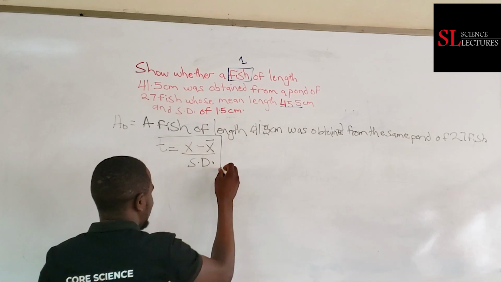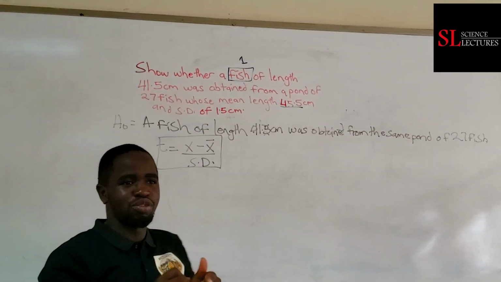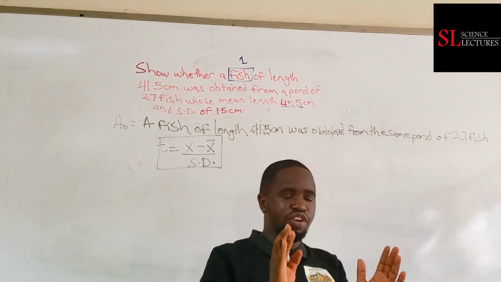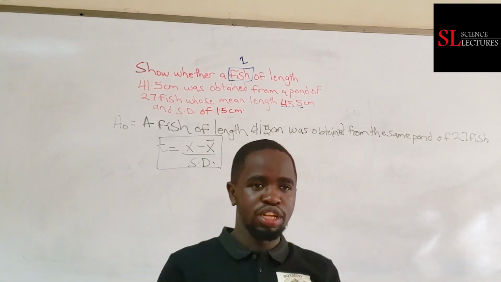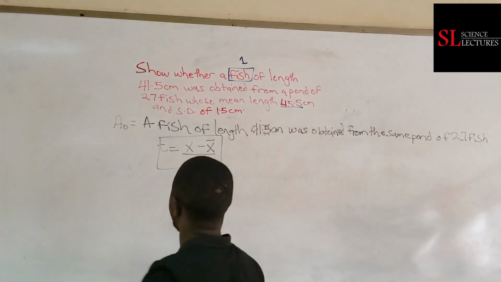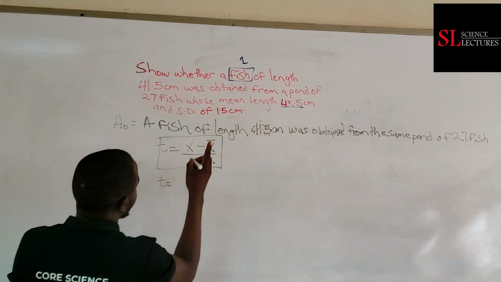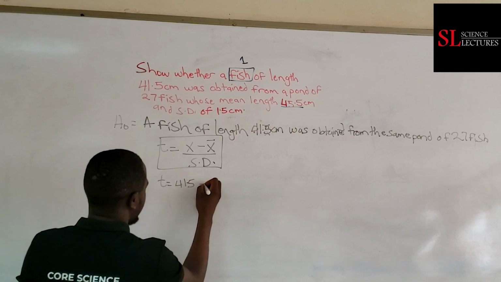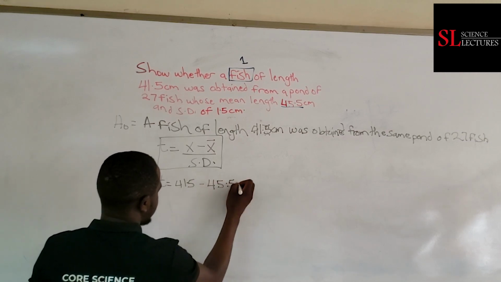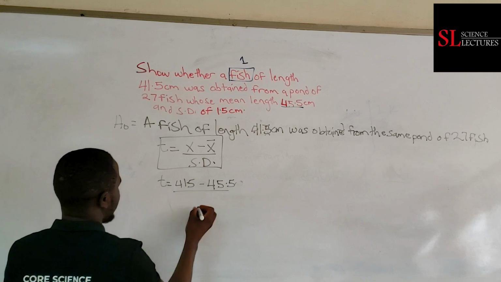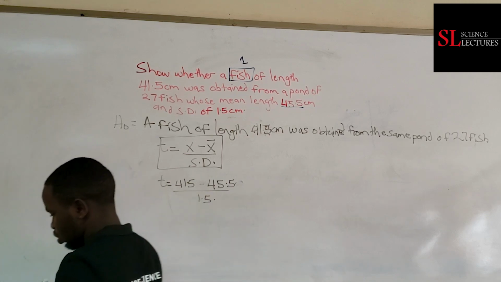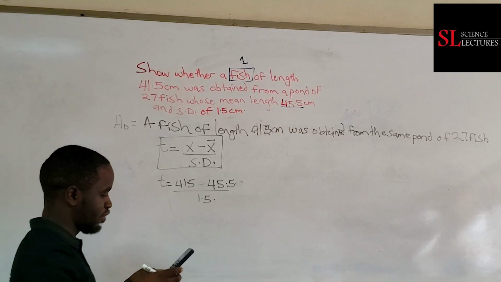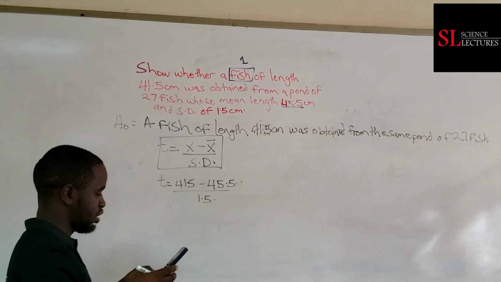This is the formula that you're supposed to carry in your head, that whenever I'm dealing with a t-test, for a one sample t-test, it is the value that has been given minus the mean divided by the standard deviation. So if I substitute in my formula, I get 41.5 centimeters, which is not necessary in this case, minus 45.5 centimeters, which is not necessary in this case, divided by 1.5. So I'll utilize our calculator to do some simple math.